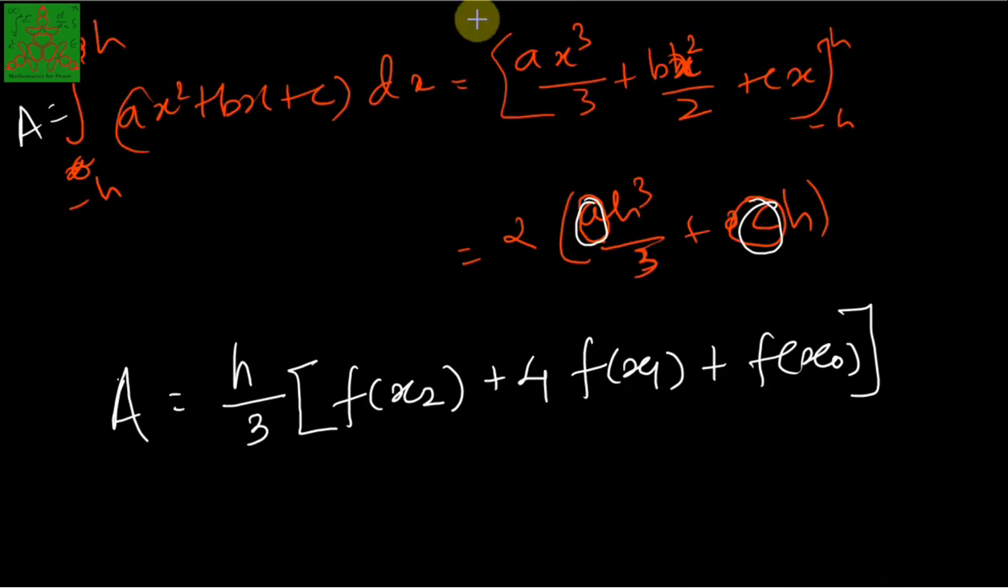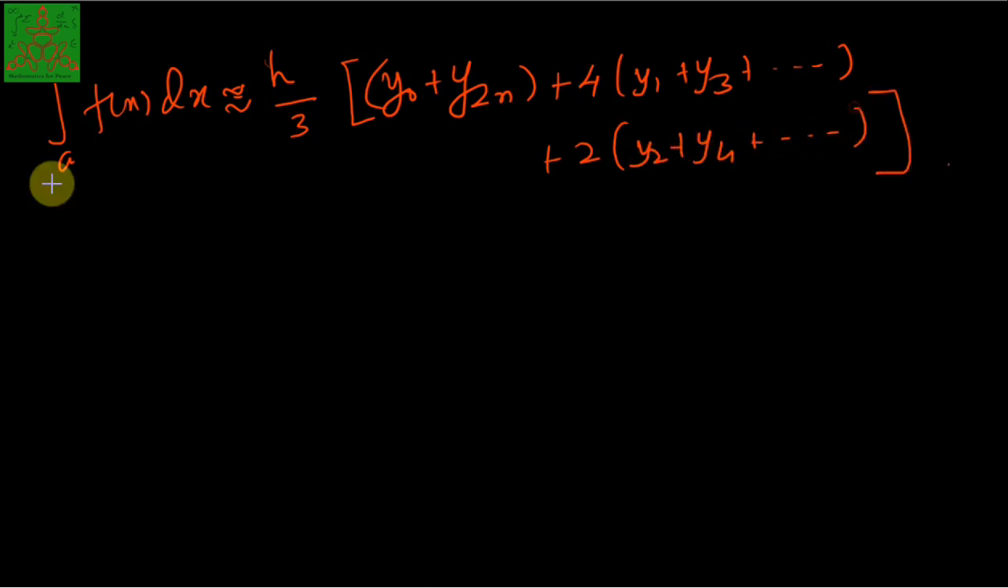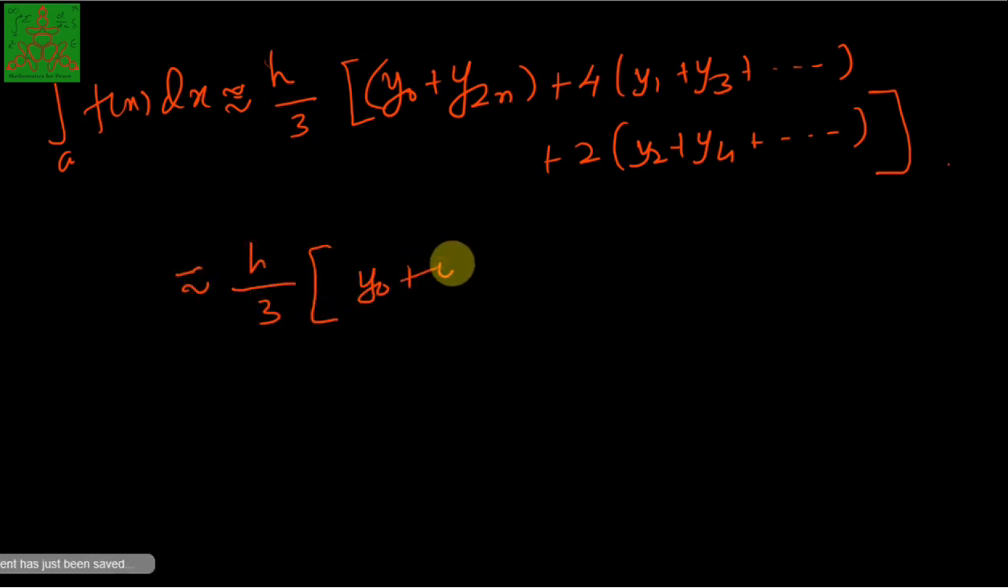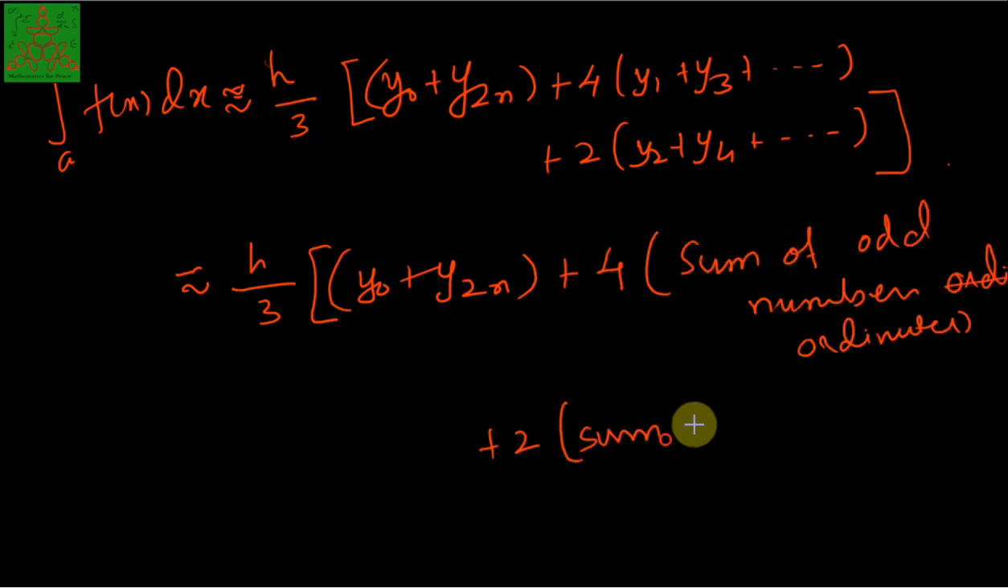And you can substitute all these values, then the formula will become: integration from a to b of f(x) dx is approximately h by 3 times [y0 plus y2n plus 4 times (y1 plus y3 and so on) plus 2 times (y2 plus y4 and so on)]. This is known as Simpson's 1/3 rule, or in short, h by 3 [y0 plus y2n plus 4 times the sum of odd coordinates plus 2 times the sum of even coordinates].